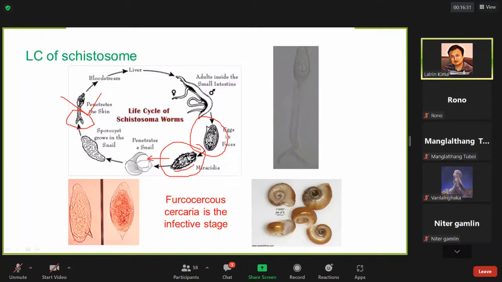That means the cercaria will be swimming in water. The moment cattle come down to the river or the pond to drink, and the moment they dip their feet, the cercariae will penetrate their skin, and subsequently they will enter the host. What happens inside the host, we will talk about when we study Schistosoma.